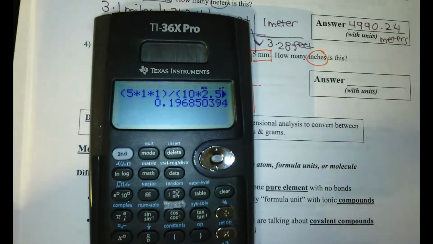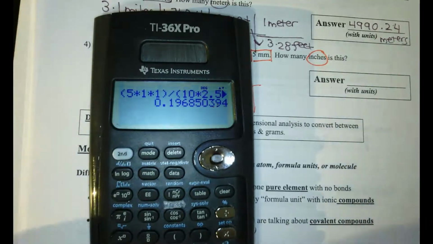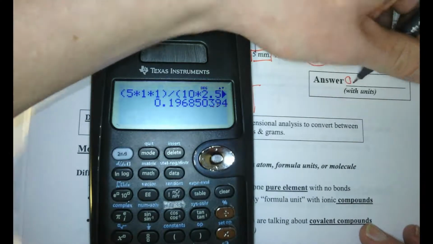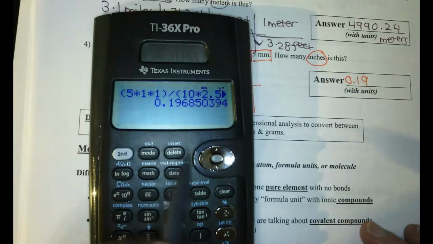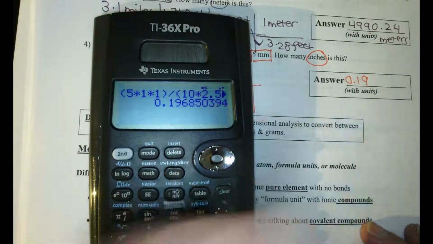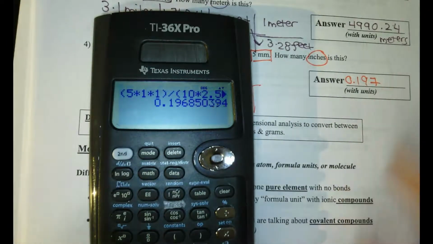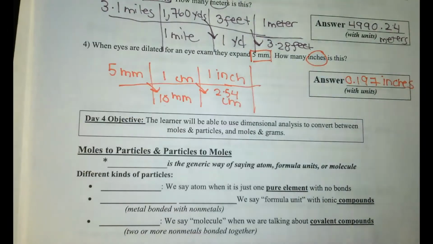Okay, this is less than an inch, and that makes sense because a millimeter is much smaller. Okay, so I'm going to round it. I'm going to say 0.19. I'm going to round this 6 up to a 7. And what is my unit? That's inch. And I'm all finished. So I promise this works every single time.